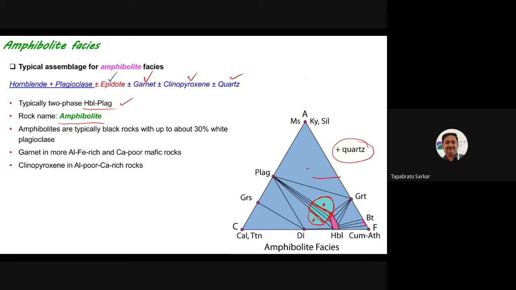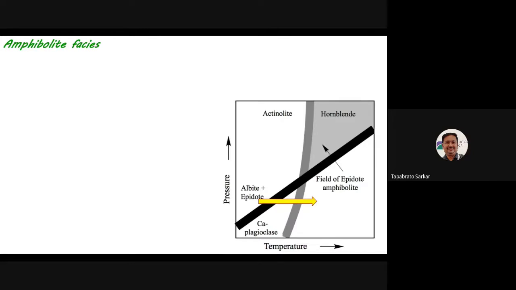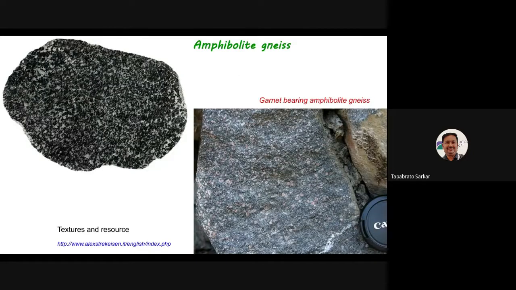So amphibolites are typically black rocks with up to 30% white plagioclase. Garnet is more in Al, Fe rich and calcium poor mafic rocks, as I said, within this region, and clinopyroxene in Al poor, calcium rich rocks in this region. Okay, so this is what is amphibolite. Let's skip this slide.